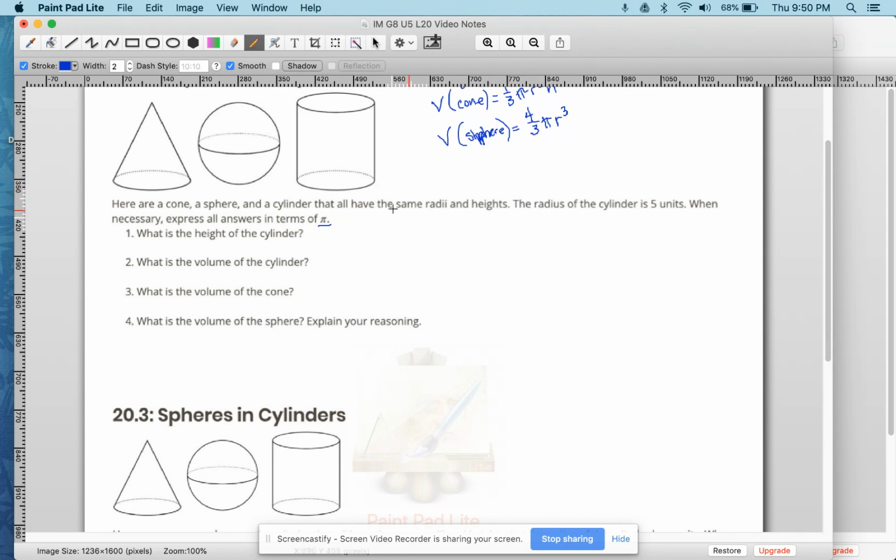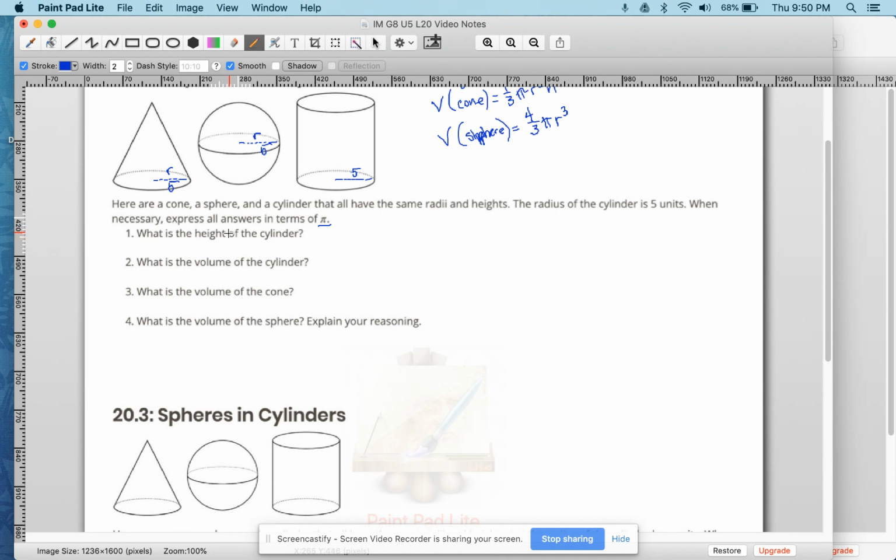Radius of the cylinder is 5 units. So here's the cylinder, that's about the center here. Here's the radius, and that's 5. And they say they all have the same radius. So here's the sphere, so let's mark that radius. And here's the cone, so let's mark that radius. And then let's see what they're going to ask us, because they said it's all the same heights, but they didn't give us the height. And now they're asking, whoops, I marked this R and it really should be 5 because they gave us the radius as 5.